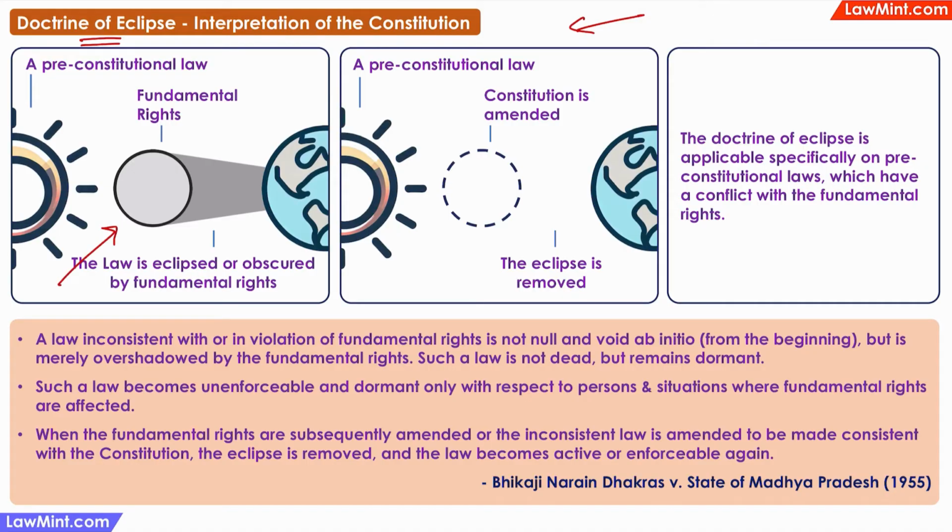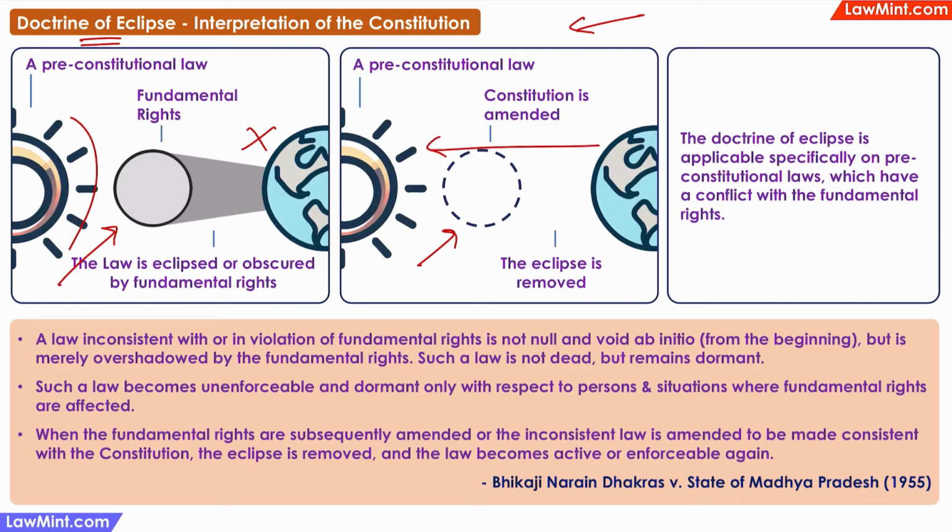Well, the moon comes between the sun and the earth and eclipses or obscures the sun. So you cannot see the sun from the earth. The sun does not go anywhere. It is still there. It is just not visible. And when the moon moves away, the eclipse is removed and the sun will become visible again.